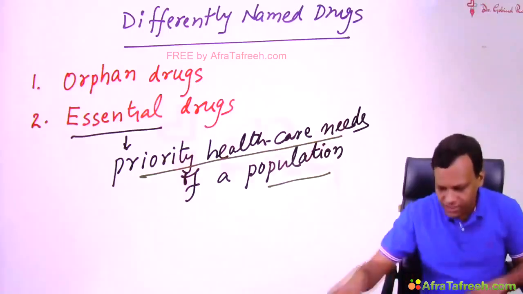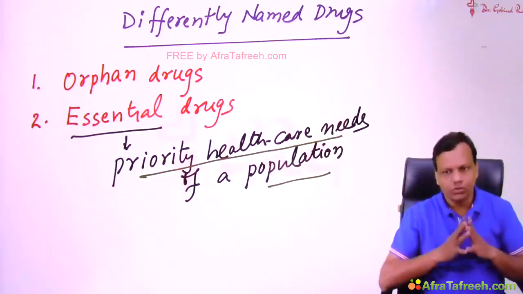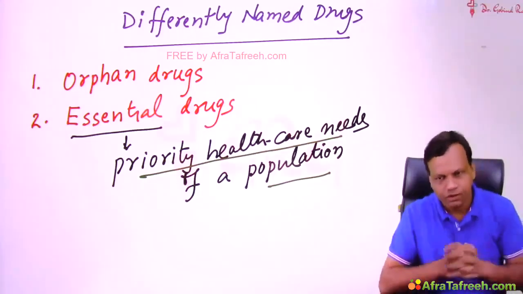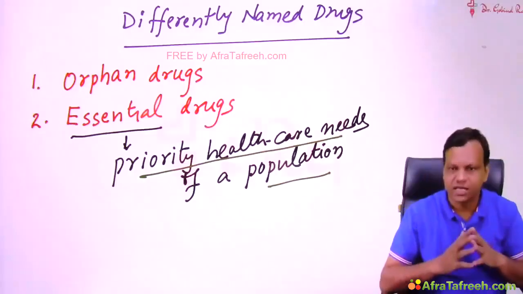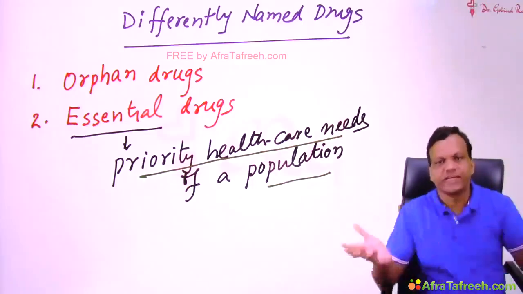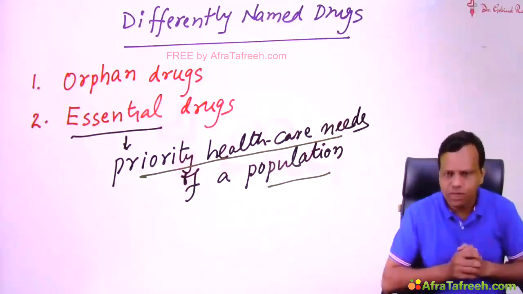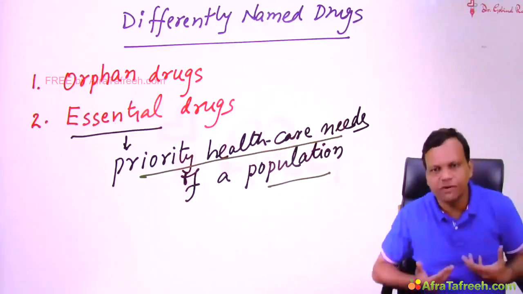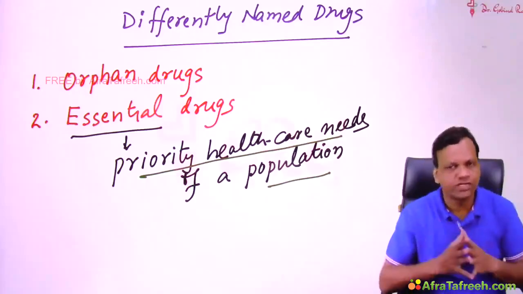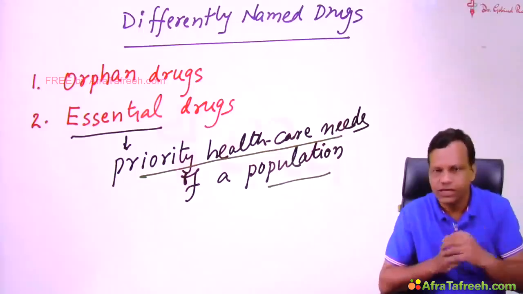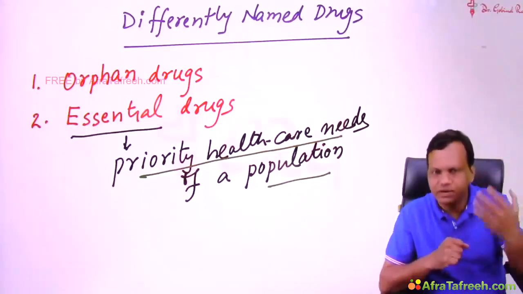So for essential drugs, first of all, we need to define a population. For which population we are talking about. The population may be as large as a country, like essential medicines of India. But the population may be as small as a family, like essential drugs for my family. So we need to first define a population. Then in that population, we will write the diseases, incidence and prevalence wise.